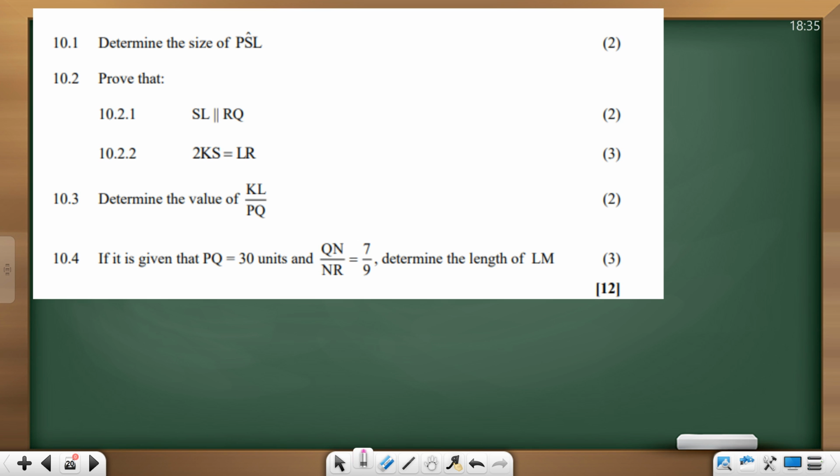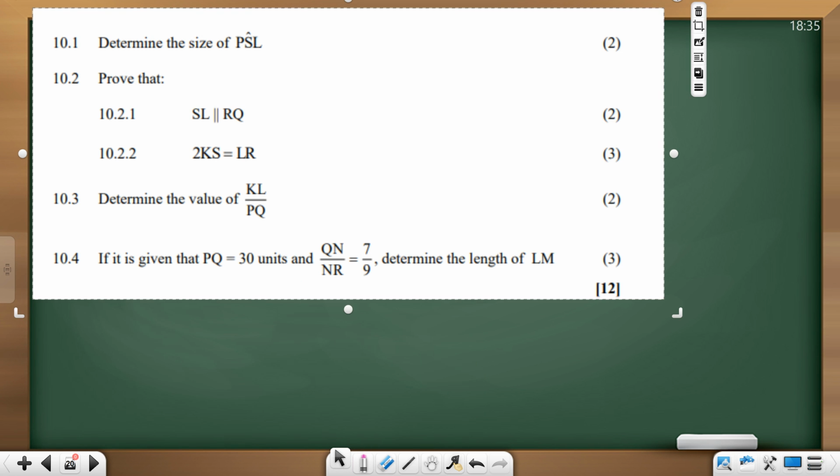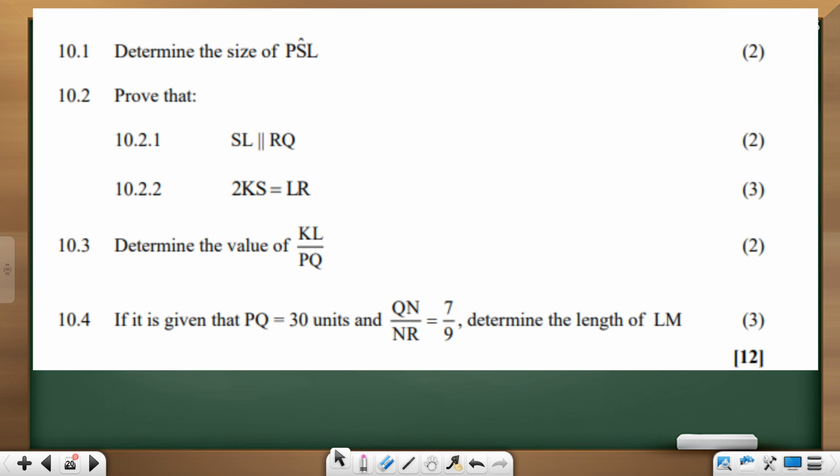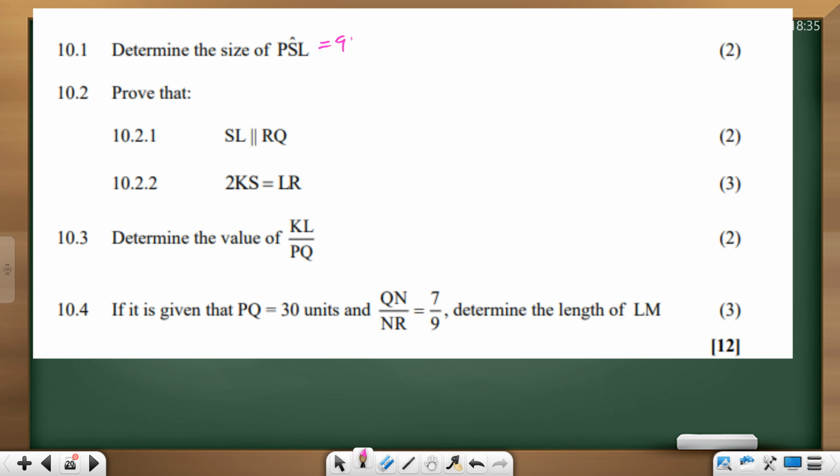Determine the size of what? PSL. Oh, this angle. What's your answer? We are done. 90 degrees. What's your reason? PSL equals to what? 90 degrees. Angle in a semicircle.